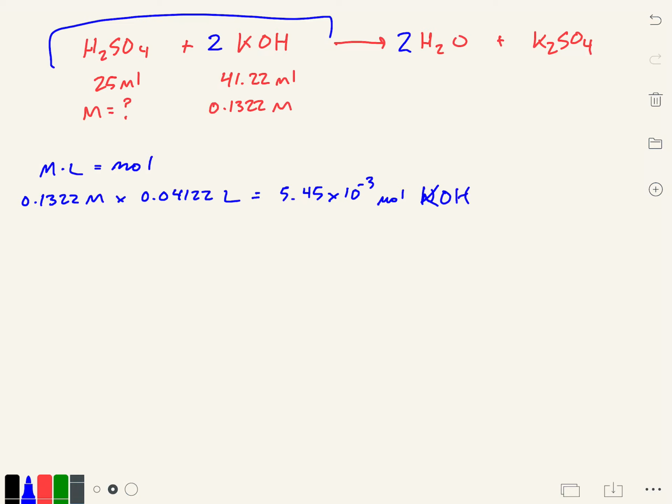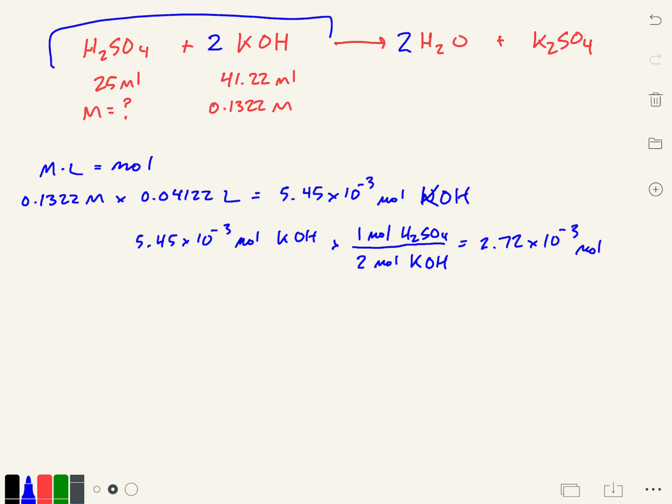Now we're going to use that to find out how much acid there was in the flask or in the container. So we say 5.45 times 10 to the minus 3 moles of KOH. Stoichiometry time. 2 moles of KOH reacts with 1 mole of H2SO4. So how many moles of H2SO4 were actually in there? It's going to be the 5.45 times 10 to the minus 3 divided by 2. So 2.72 times 10 to the minus 3 moles of H2SO4.